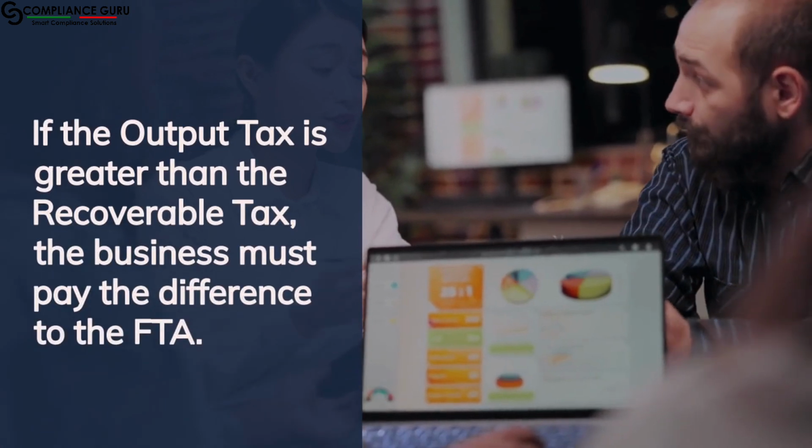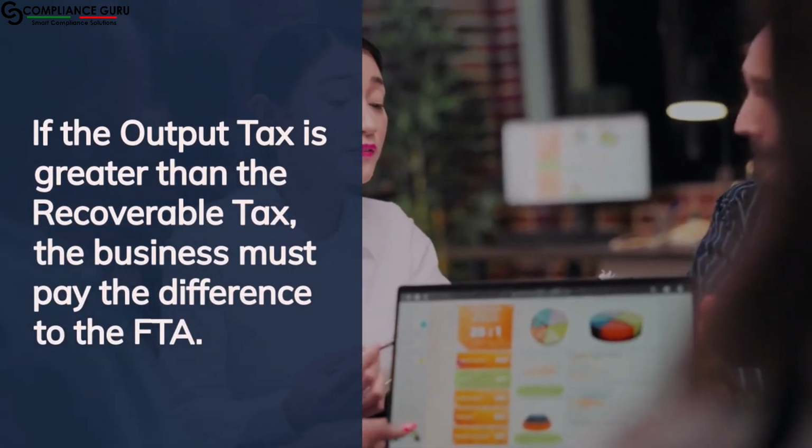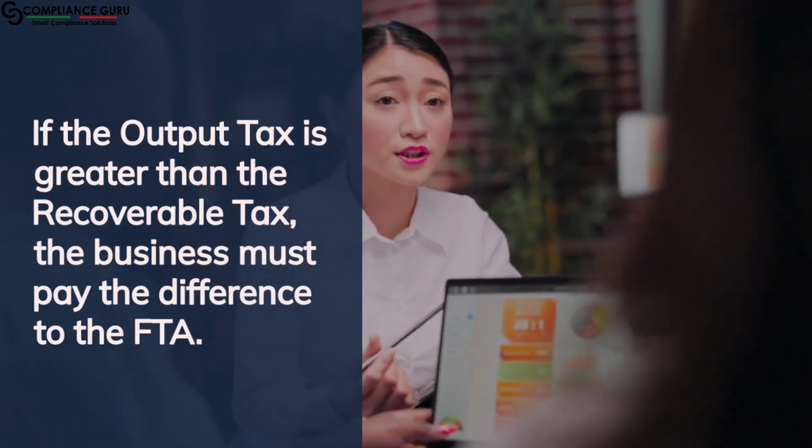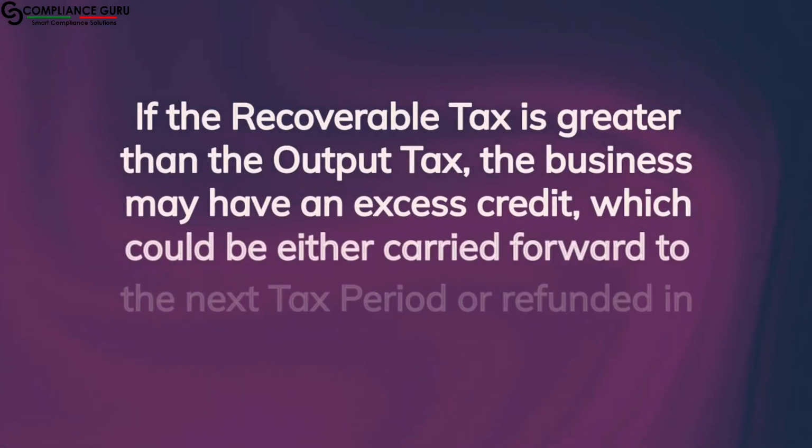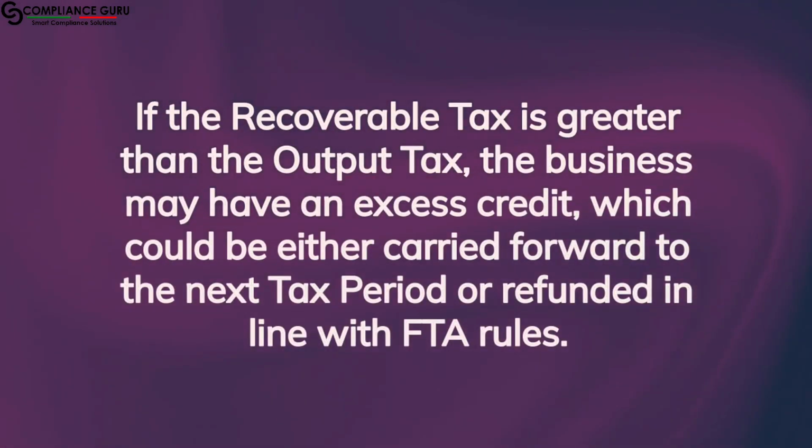If the output tax is greater than the recoverable tax, the business must pay the difference to the FTA. If the recoverable tax is greater than the output tax, the business may have an excess credit, which could be either carried forward to the next tax period or refunded in line with FTA rules.